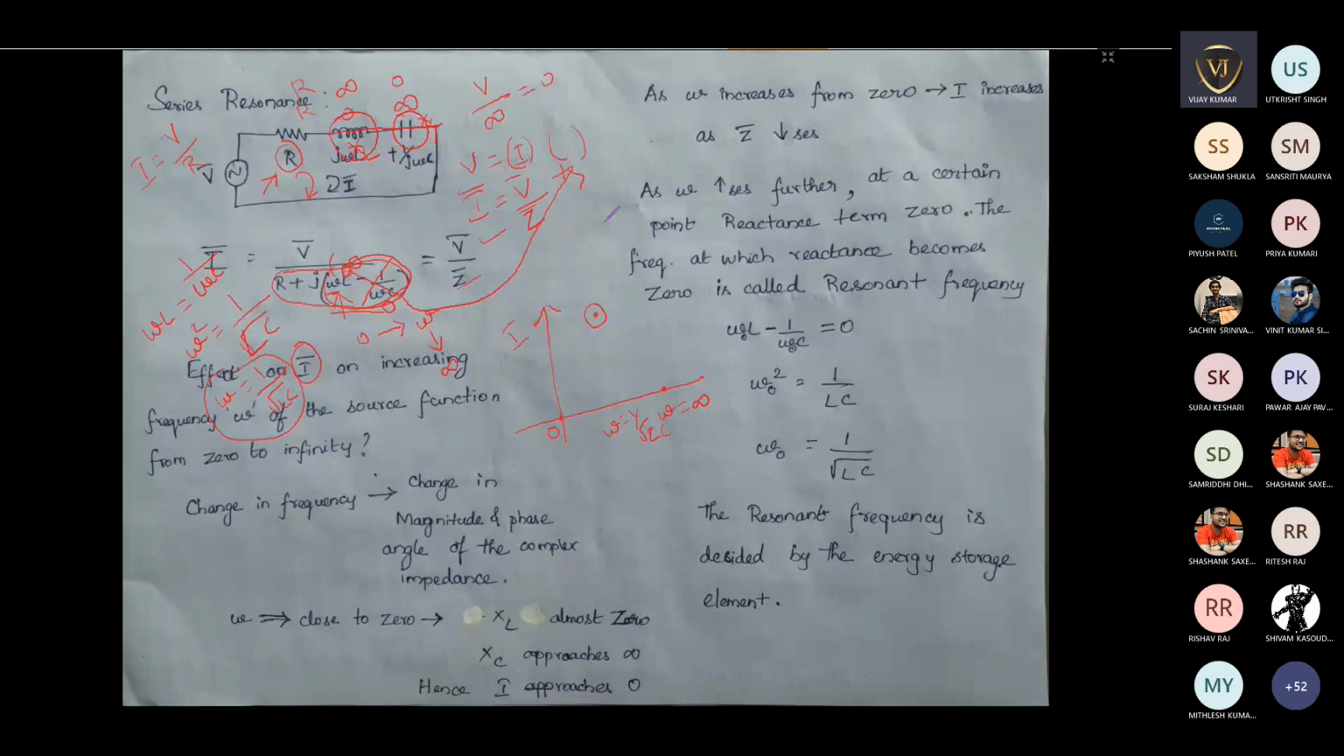What I was telling is we are taking extreme conditions for omega. The first condition is omega is equal to 0, and the second condition is omega is equal to infinite.